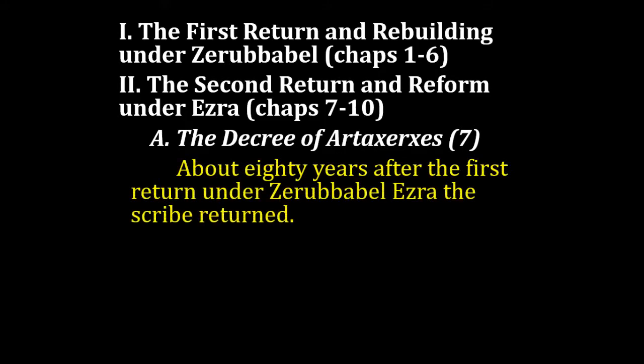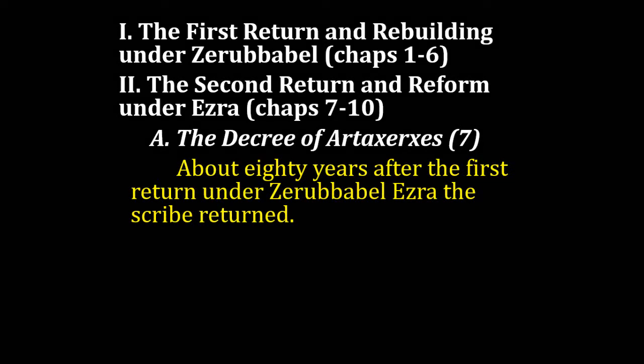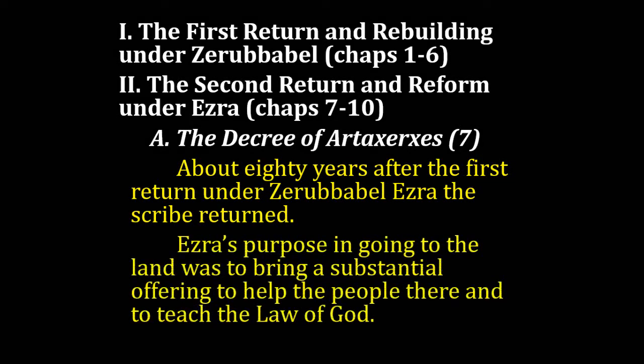So in chapter 7, we have the decree by Artaxerxes about 80 years after the first return under Zerubbabel. Ezra the scribe is going to return. His purpose of going to the land was to bring about substantial offering to help the people there and to teach them the law. So he brought back stuff to help them in the process of what they were doing, but more importantly, he brought back a focus on the law of God that the people needed.